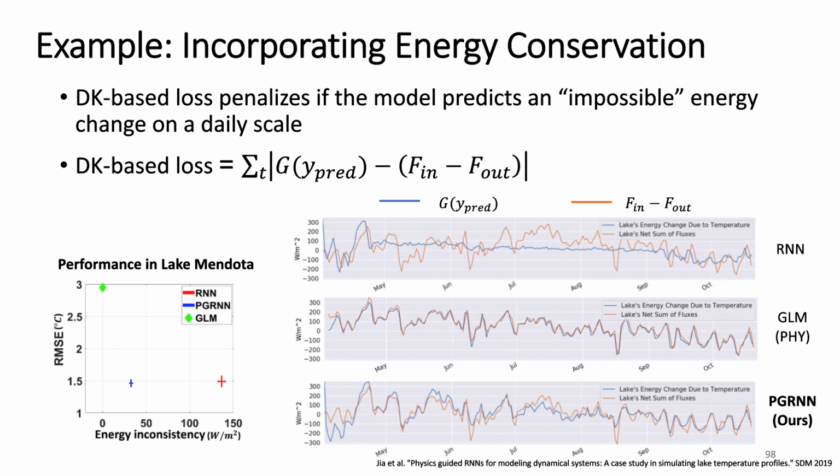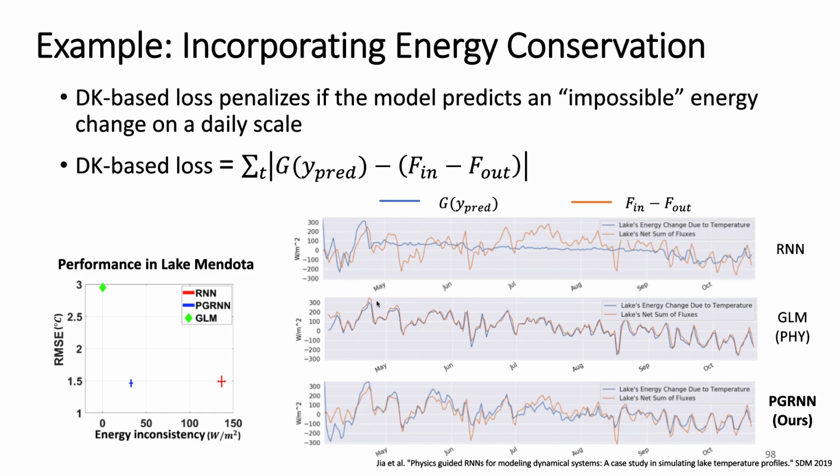If we try to observe the inconsistency on the time scale, the authors also showed that if we plot G, which is a representation of the temperature change, and the representation of the energy flux difference, ideally we hope these two curves overlap with each other on the time scale.